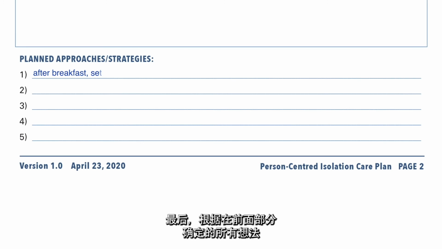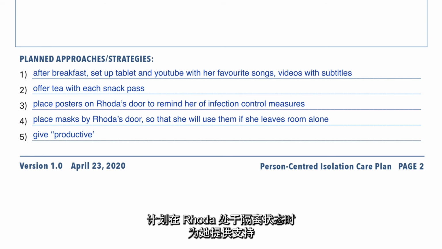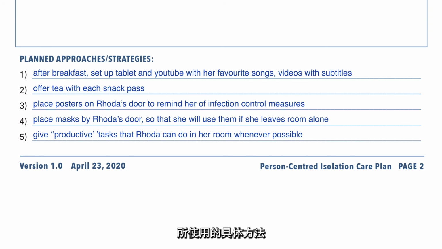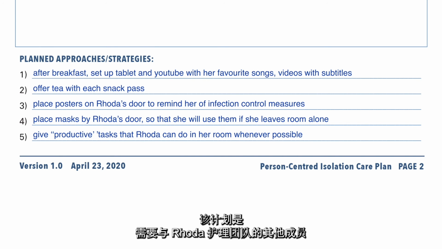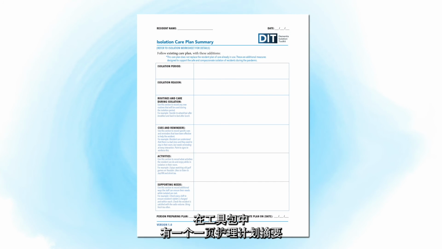Finally, based on all the ideas identified in the previous sections, the last piece is to identify the specific approaches that your team plans to use in order to support Rhoda while she is in isolation. This plan is the part that needs to be communicated to the rest of Rhoda's care team so that everyone is on the same page in how to support her at this difficult time. In the toolkit, there is a one-page care plan summary that you can use for this purpose.